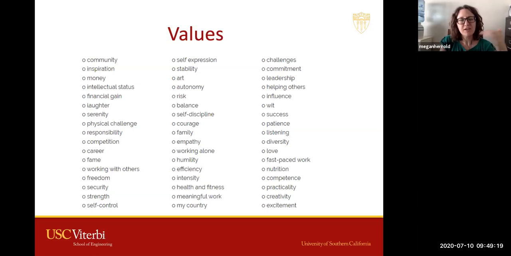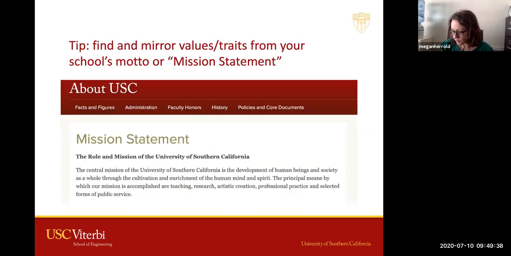So sometimes it's hard to think of values, and so it's helpful to have a list like this. What are the things that you value? Career, fame, nutrition, these sorts of things. So that's a good place to start thinking about the abstract things that are animating you as a person. But there are other places to find values too.